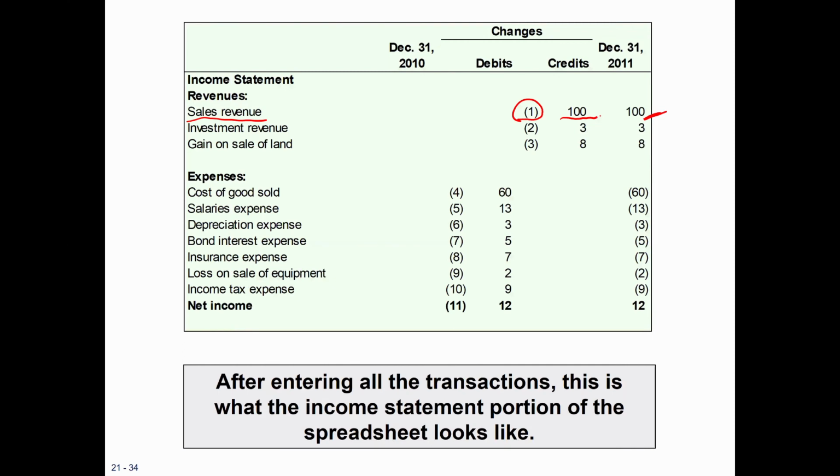So you can see the income statement. We have sales revenue of 100, right? So we know we should credit, right? That's why we have this credit 100. And then this sales revenue is going to relate to what?